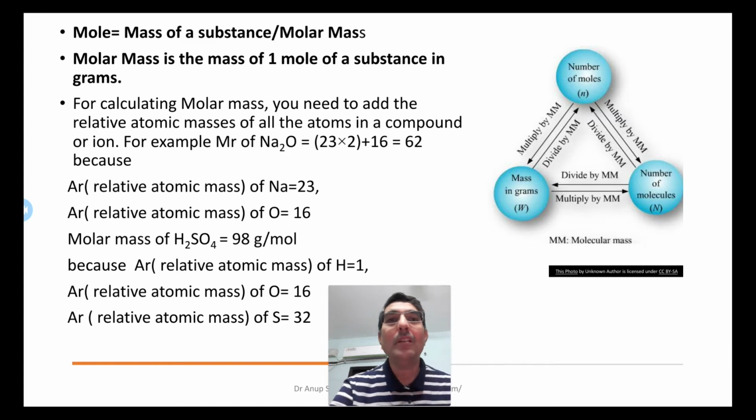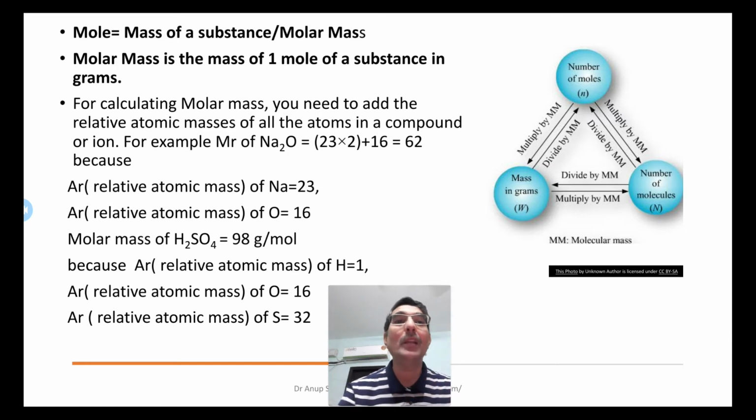Now moving further, what is a mole in terms of a formula or equation? It is the mass of a substance over molar mass, and we can interchange it. So if we want to calculate moles, mole is the mass of any substance divided by its molar mass. And what is molar mass? Molar mass is the mass of 1 mole of a substance in grams.